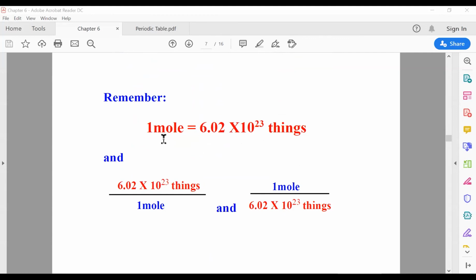Now, one of the things I'm going to be teaching is some math. When you have one thing equals another in a definition, 1 mole equals 6.02 times 10 to the 23rd, Avogadro's number of things, you can make 2 ratios. These are not equal, these are separate ratios. One is 6.02 times 10 to the 23rd things per 1 mole, or 1 mole per 6.02 times 10 to the 23rd things. And I'll be explaining why this is important today or tomorrow.